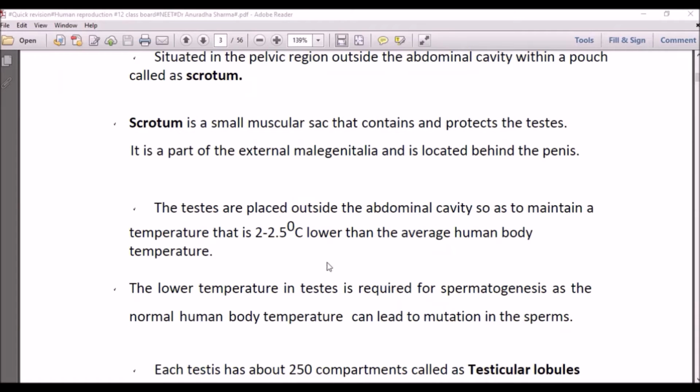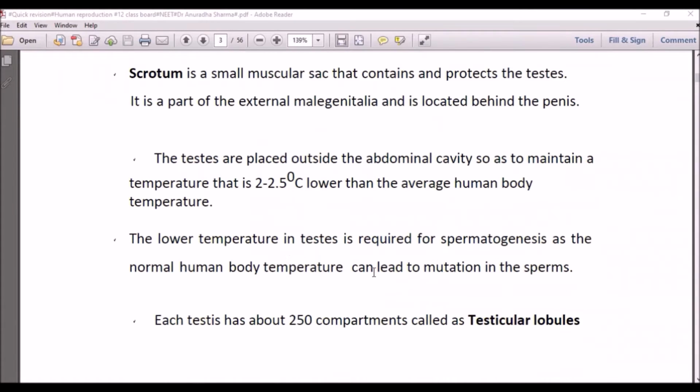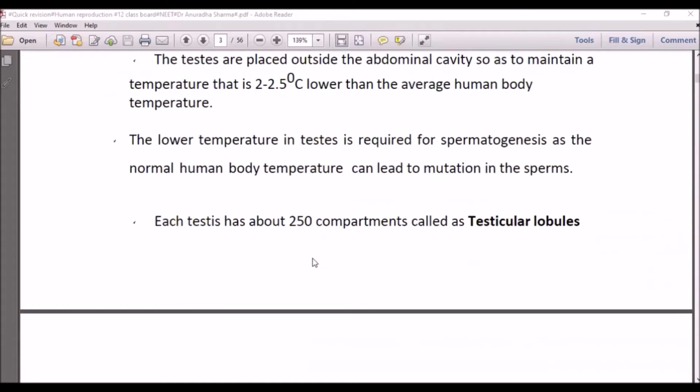Particular temperature is needed for the maintenance of the sperms. So the lower temperature in the testes is required for spermatogenesis, because spermatogenesis, that is formation of sperms, occurs at a definite temperature which is lower than the normal body temperature. So this particular temperature is needed.